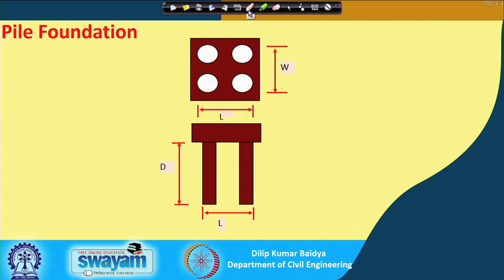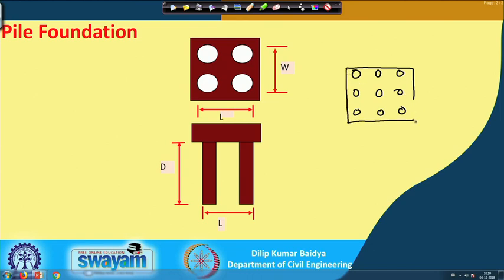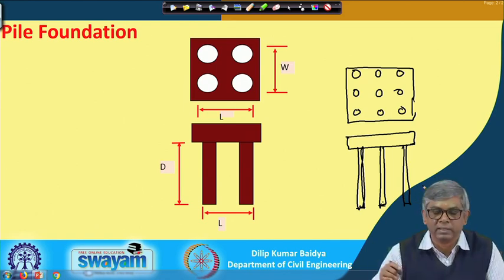As you can see here, suppose 4 piles are a group; it can be any number. Suppose there are 9 piles, like this. This is also another group. Something like that, a pile cap will be there, and if I draw the elevations, we will see something like this. Whether it is 4 or 6 or 8, anything.